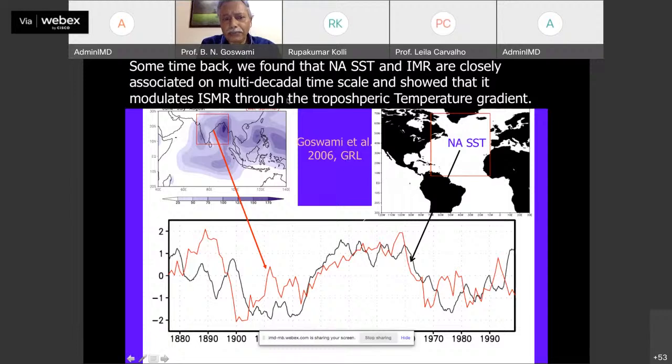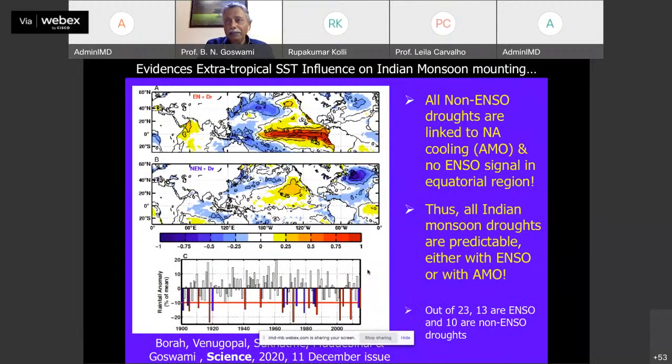Some time back, we had actually identified that on the multi-decadal time scale, the North Atlantic SST and Indian monsoon rainfall are pretty well correlated. And so, in addition to the centennial time scale, there is a relationship between the North Atlantic SST and Indian monsoon rainfall on the multi-decadal time scale. Now, even on the interannual time scale there is a relationship, and that relationship has been recently studied.